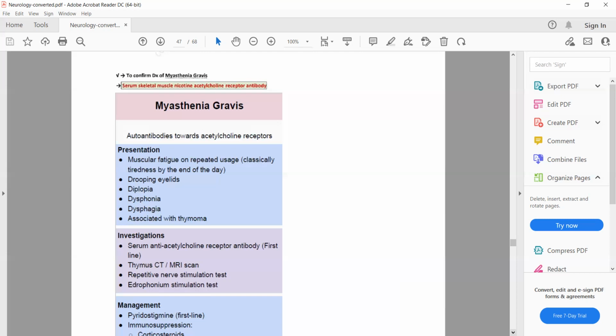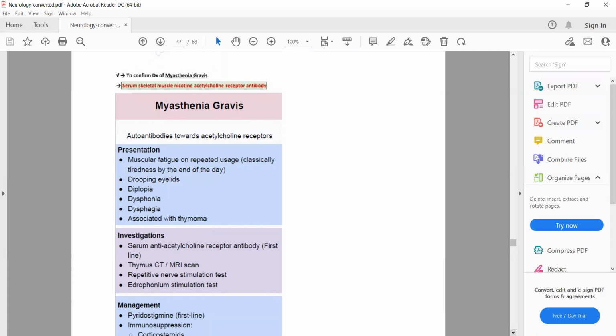Myasthenia gravis is sometimes associated with thymoma. Thymoma is basically a tumor of the thymus gland. The thymus gland is involved in the production of antibodies, so in Myasthenia gravis the autoantibodies are usually formed in the thymus. So thymectomy is sometimes a treatment choice for Myasthenia gravis.